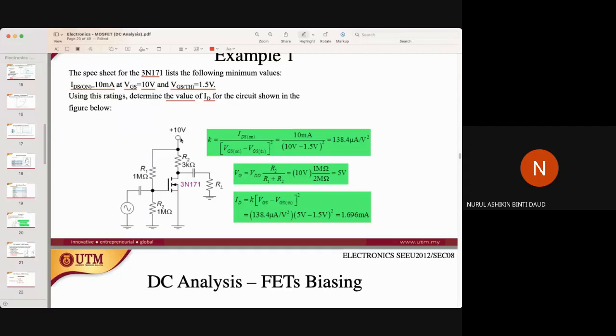VDD. Why VDD? First of all, when you want to solve this, same as BJT, remove this capacitor. You need to remove this capacitor and also this AC source. Remove this, so it will leave behind only this part. Okay, I cannot highlight, I don't know why.